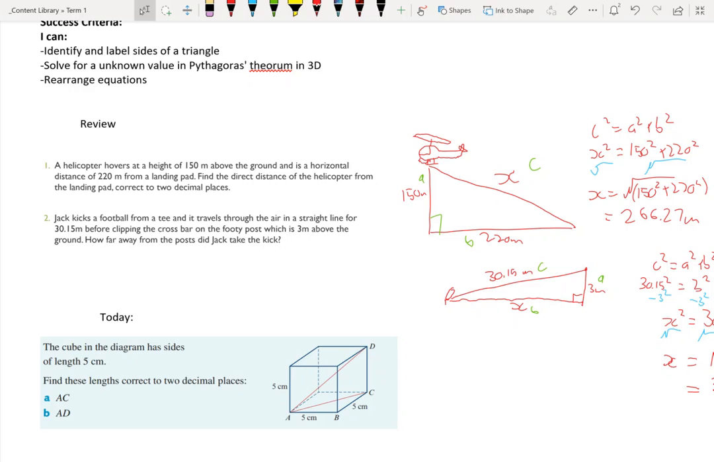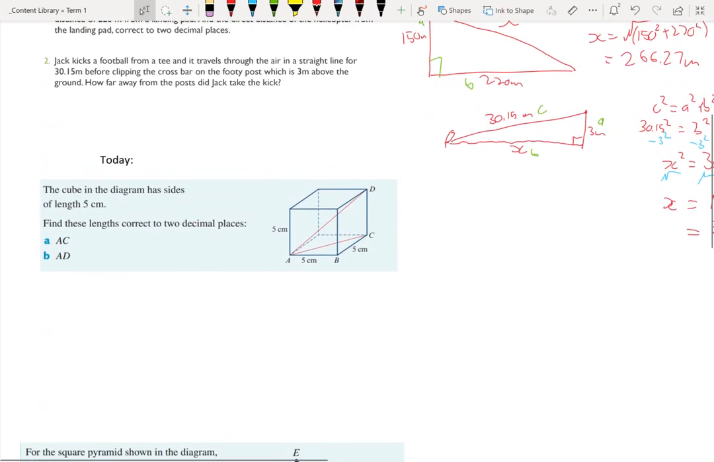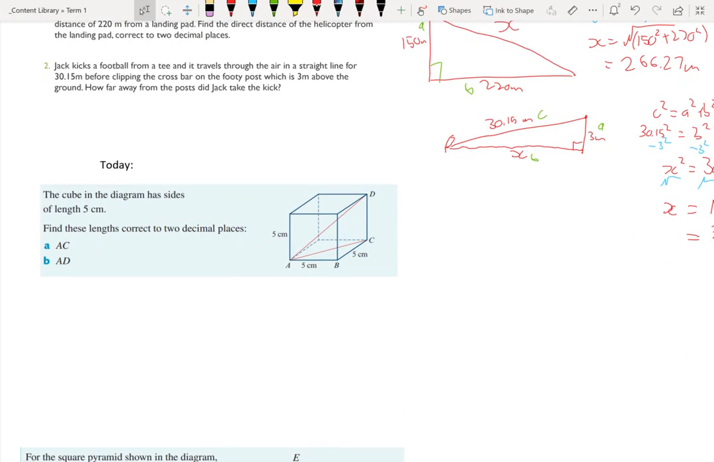Okay. So ladies and gents, on to today's lesson. Like I said, we're going to be working in 3 dimensions. So, we're just going to get straight into it, essentially. We have a cube here. Each of the sides are 5 centimeters. We want to find the lengths correct to 2 decimal places of AC.